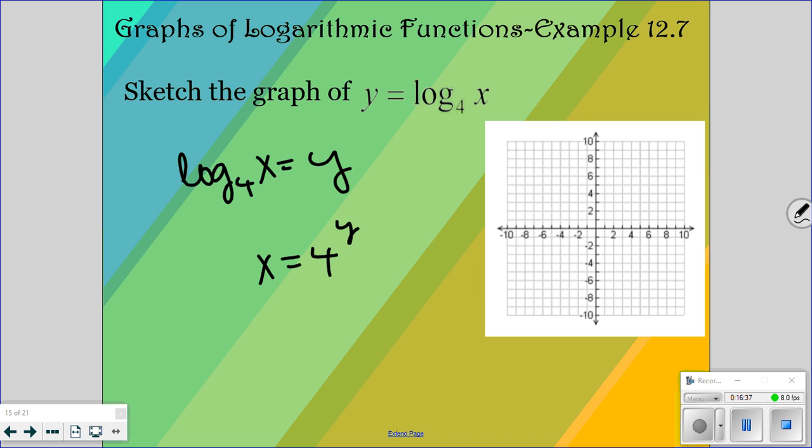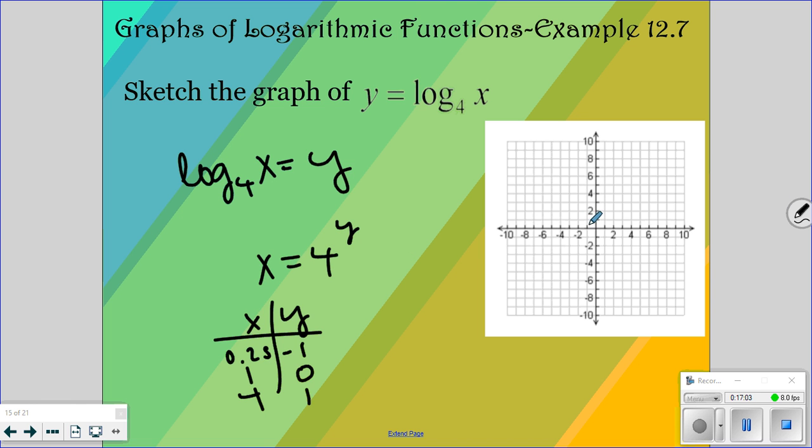So then you're just going to make a t-chart. But on this one, if we plug in for x, that's not really going to help us. We want to plug in for y. So plug in -1, 0, and 1. Those are always great numbers to start with. So 4 to the -1 is just 1/4, which is 0.25. 4 to the 0 is 1. 4 to the 1 is 4.